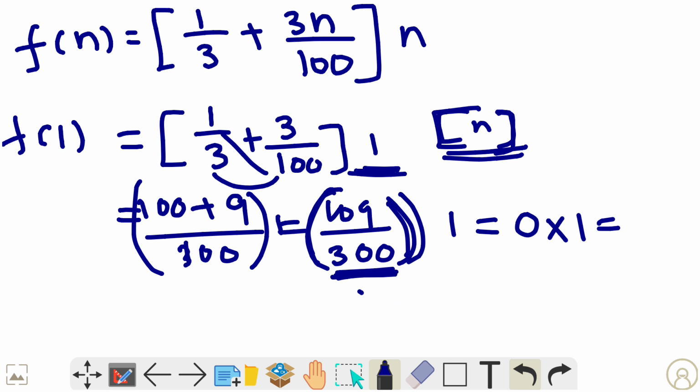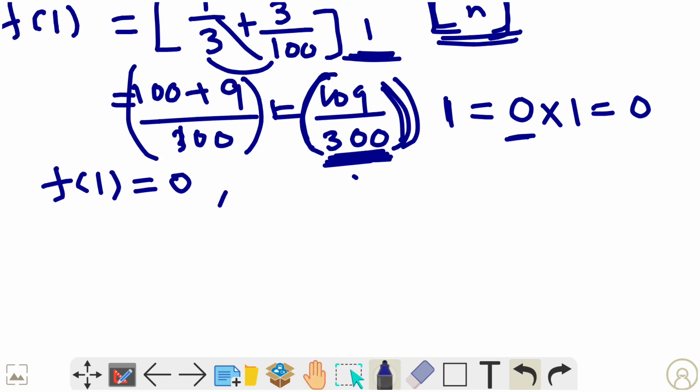But this result is 109 divided by 300, that is 0 point something, so you should take the greatest integer less than or equal to n. We have the condition where the bracket denotes the greatest integer, so we have to take 0. So 0 into this one is 0. So f of 1 is equal to 0.